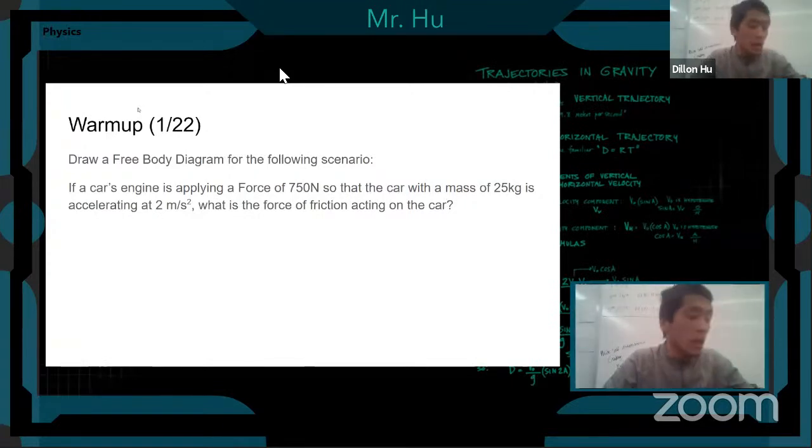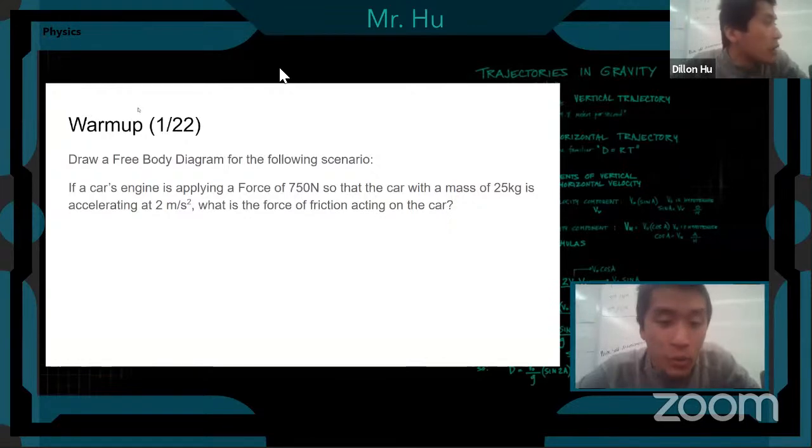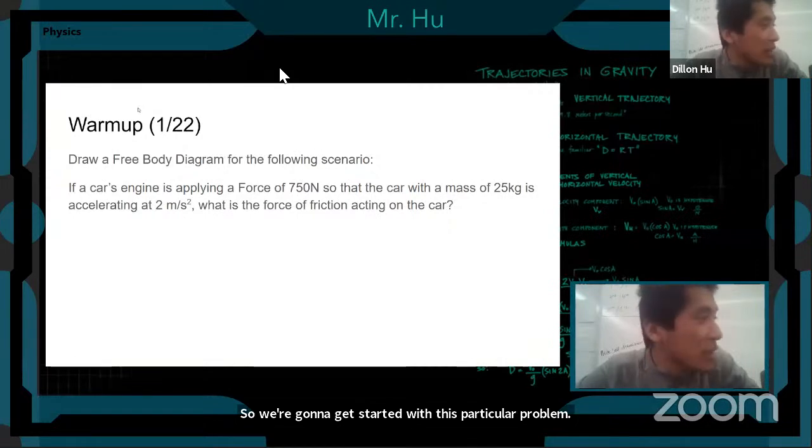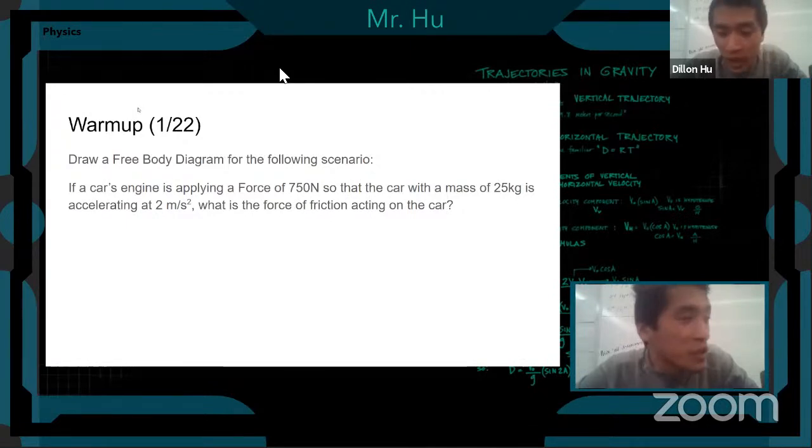Good morning, everyone. So we're going to get started with this particular problem. If a car's engine is applying a force of 750 newtons, so that the car with a mass of 25 kilograms is accelerating at 2 meters per second squared, what is the force of friction acting on the car? And I also want you to draw a free body diagram for this scenario.